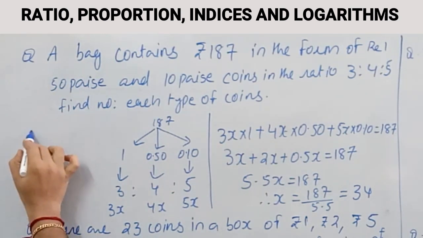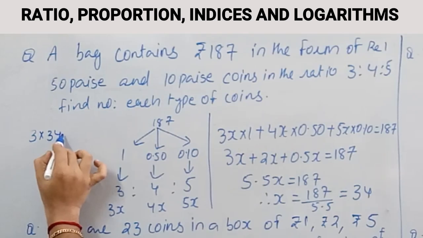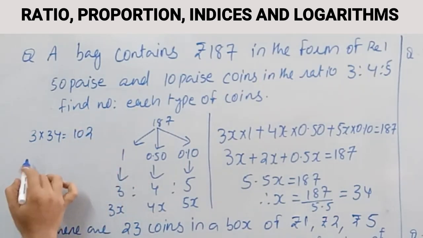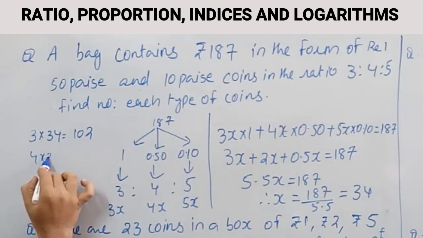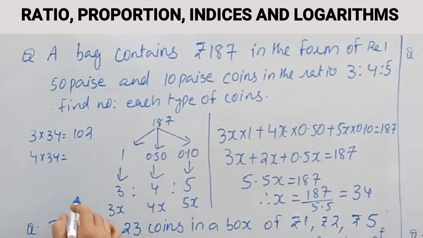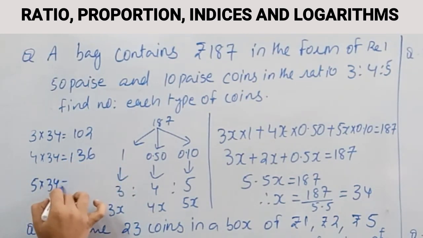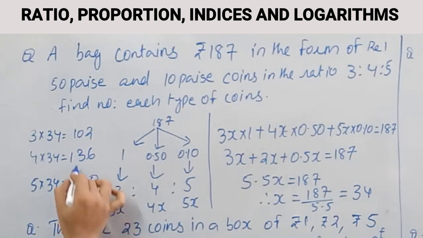3 into 34 is equal to 102. Then 4 into 34 is equal to 136. 5 into 34 is equal to 170.